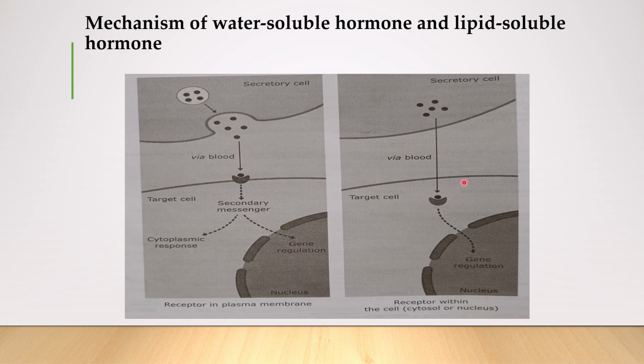And in the second case, that is the lipid-soluble hormone, the secretory cell secretes the hormone and it is transported via blood to a target cell. Once it reaches the target cell, this hormone passes through the lipid bilayer of the plasma membrane and enters into the cell, and this hormone binds to an intracellular receptor, either in the cytosol or nucleus, and regulates gene regulation or gene expression.